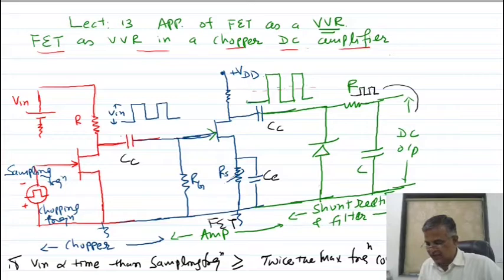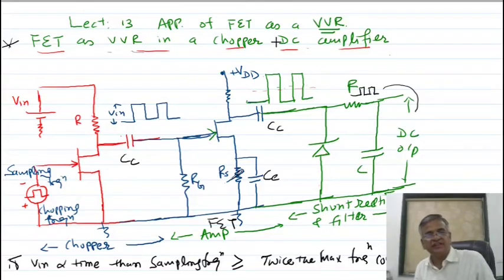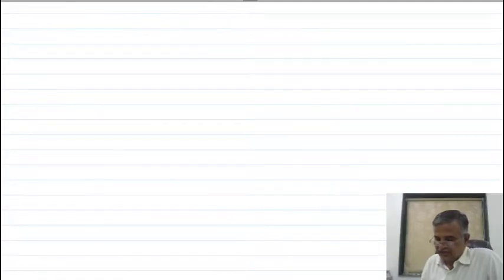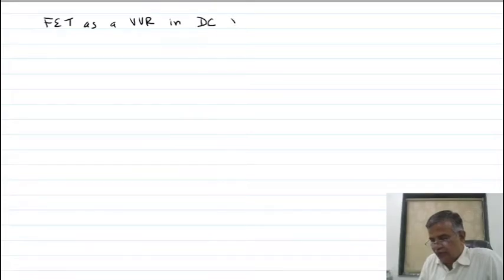With the help of this variable pot, you can adjust the gain of the amplifier. This is the discussion of the FET as a VVR in a chopper DC amplifier. Now the next application of FET as a VVR we are discussing: the second discussion, FET as a VVR in a DC voltmeter.